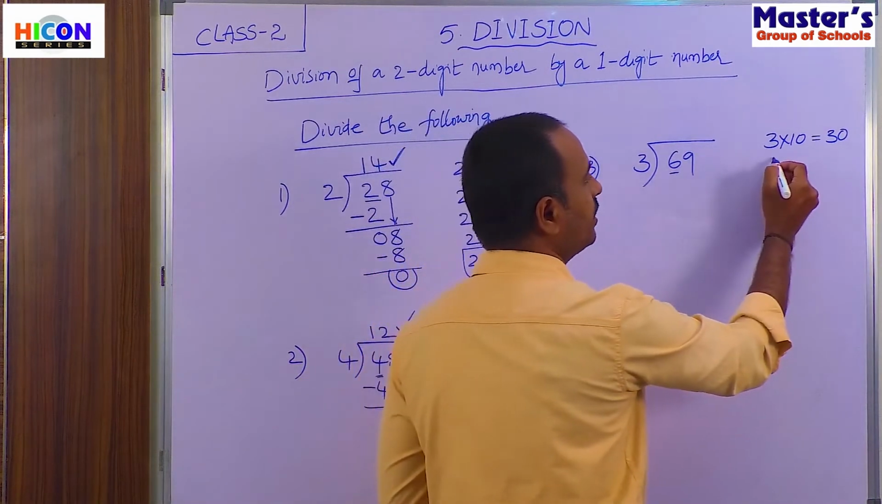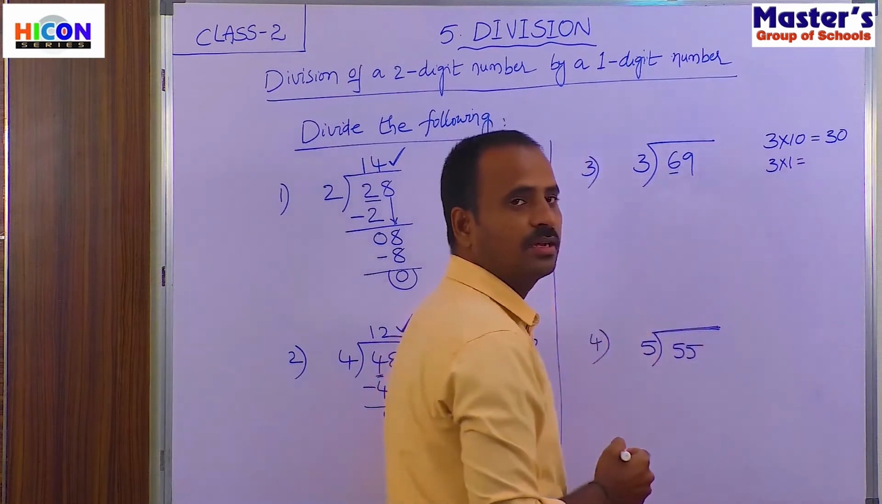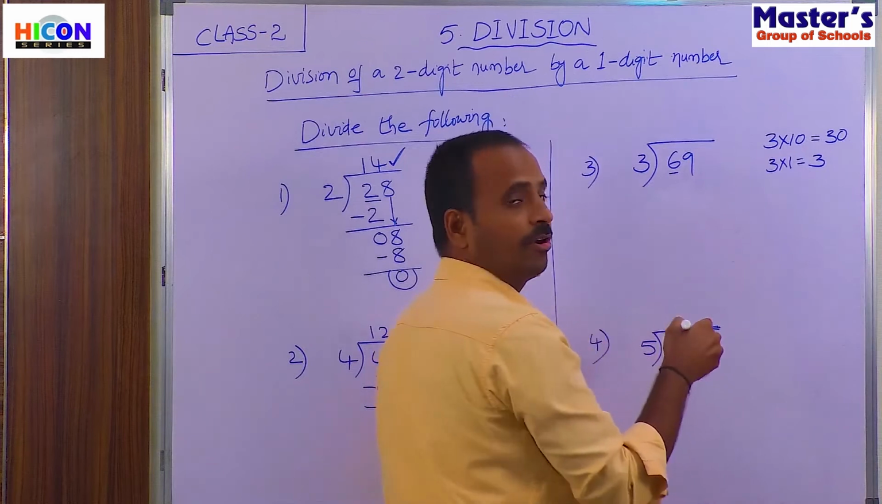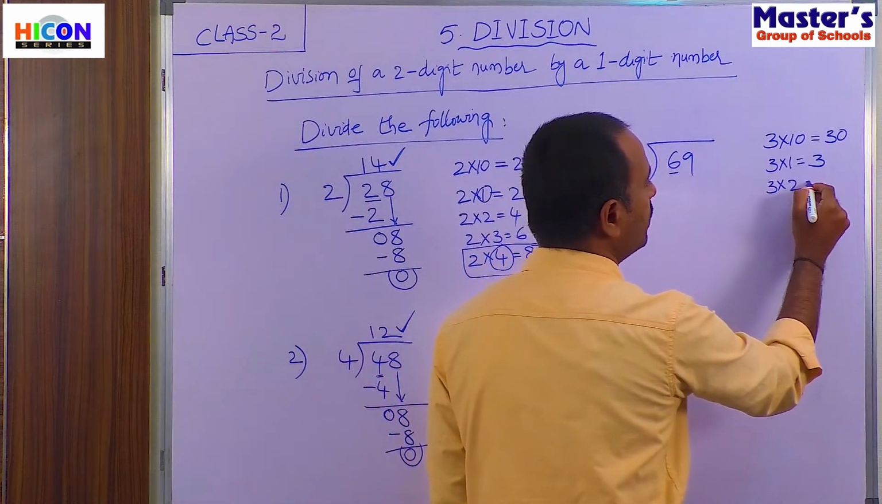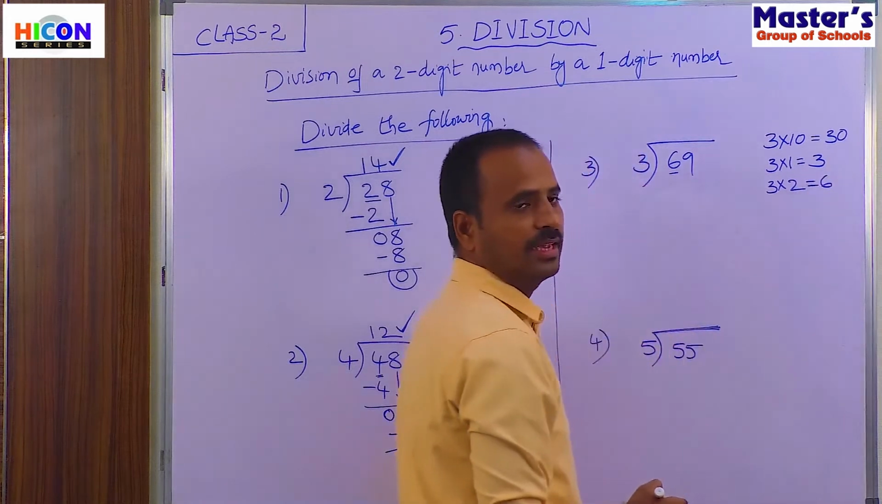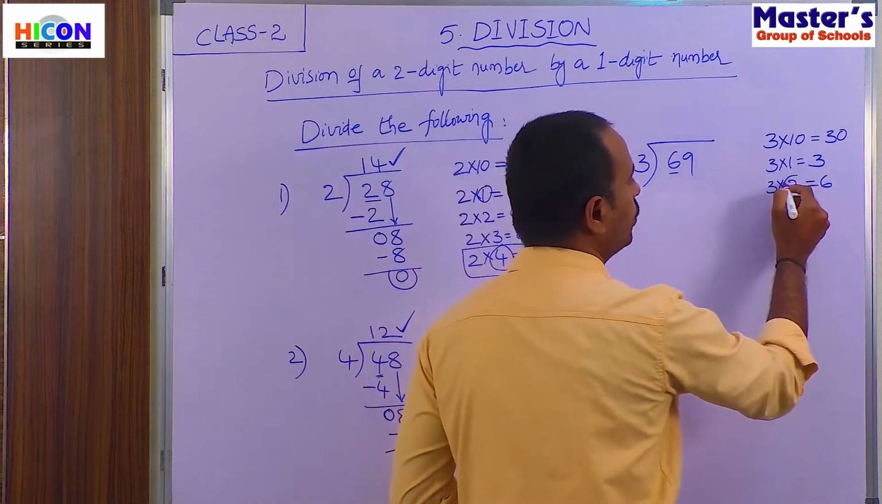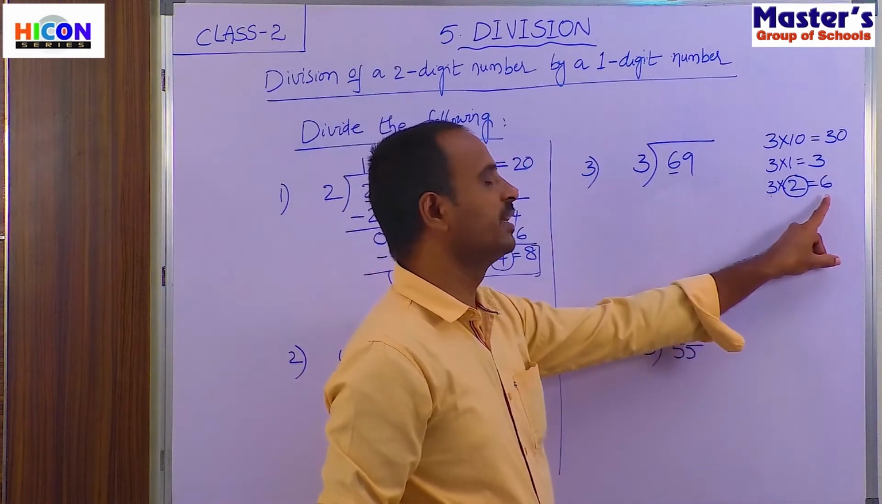If you take one time, that is 3 ones are. So children, how much are 3 ones? 3 ones are 3. And now take 2 times. So that is 3 twos are 6. Yes, we have got the number 6. How many times? We have taken 2 times. 2 times 3 is 6. If you take 2 times, we will get 6.